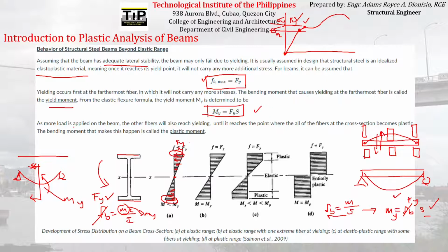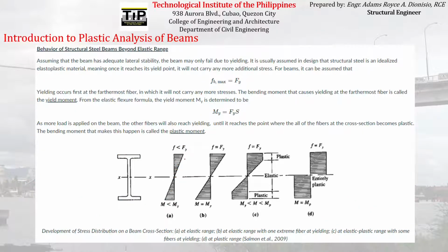Okay, as more load is applied on the beam, the other fibers will also reach yielding until it reaches the point where all of the fibers at the cross section becomes plastic. The bending moment that makes this happen is called the plastic moment. So, nasa ganyang point na, yung stresses sa beam natin, wherein yung bending stress niya equal na sa Fy.